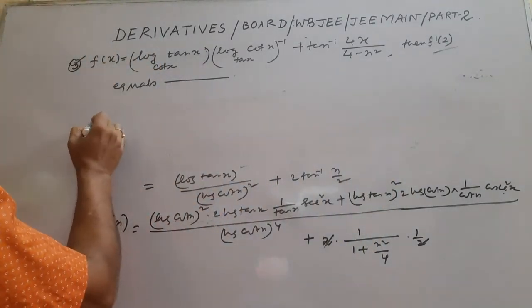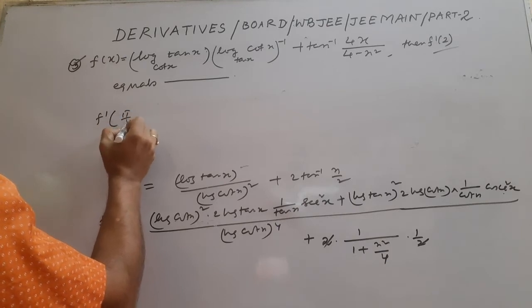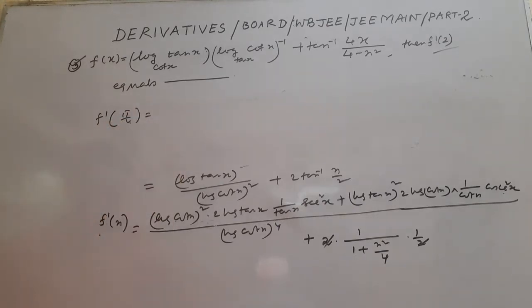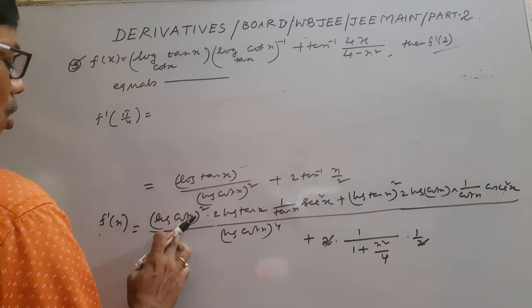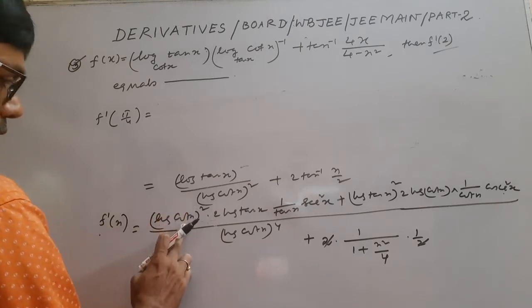So look, if we calculate f dash pi by 4, then it will be simple because log cot pi by 4 is 1. Log cot pi by 4 is 1. This one is 0.